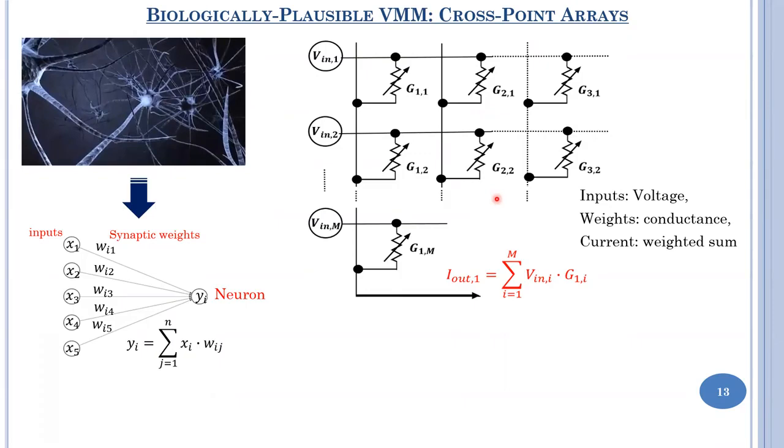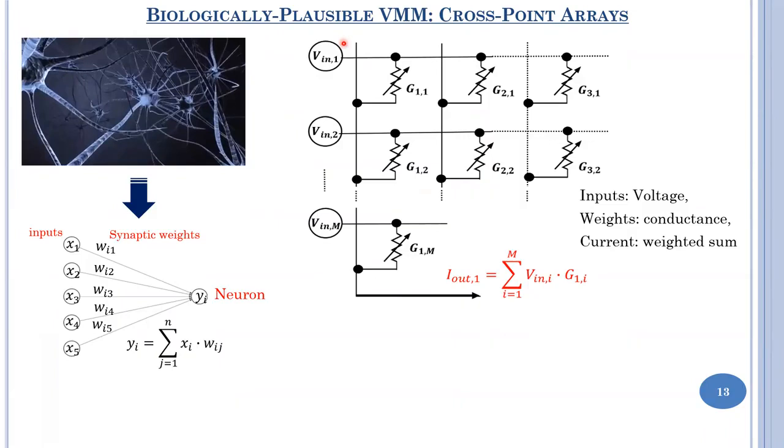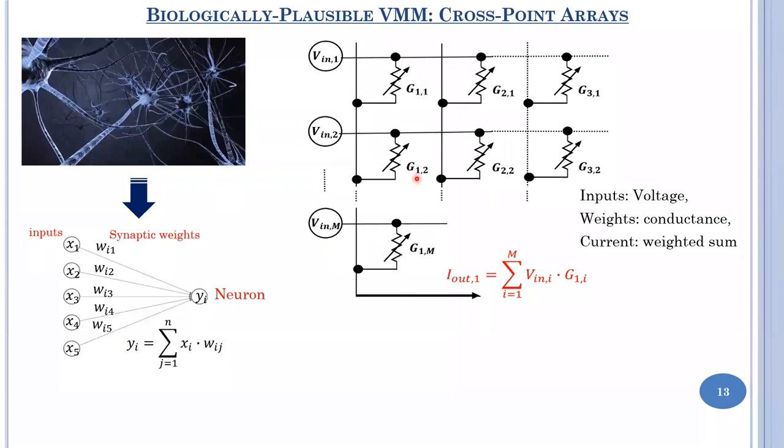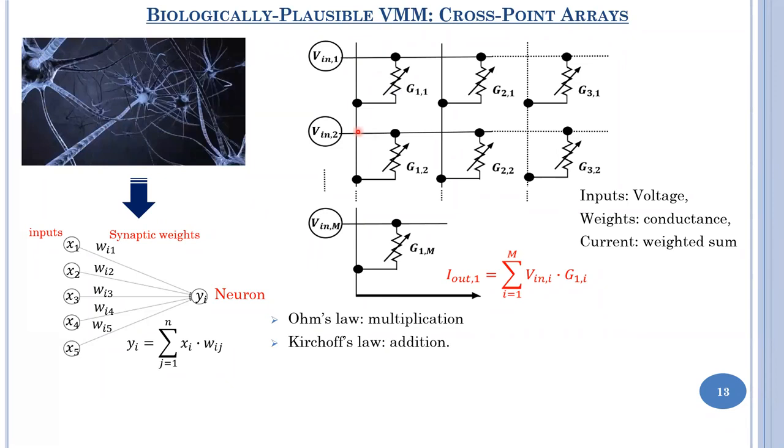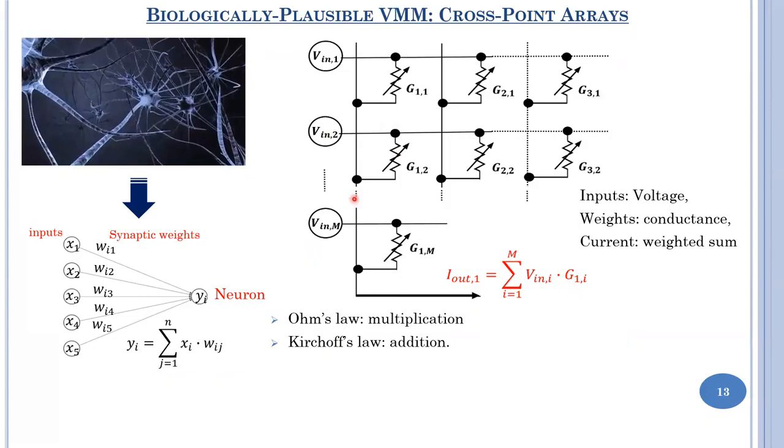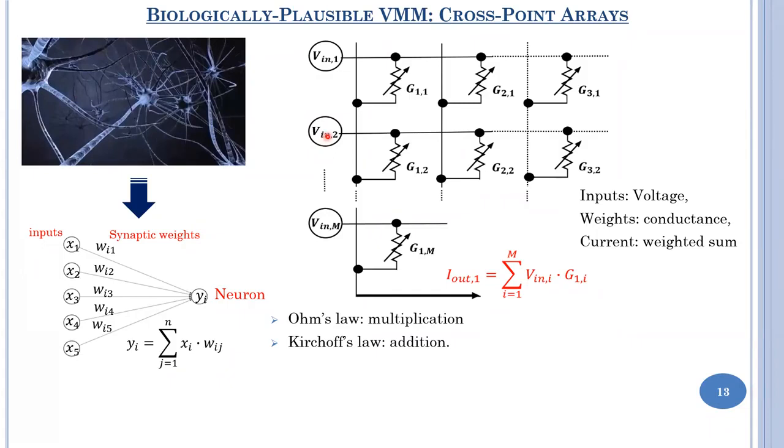Now how can we do vector matrix multiplication with this? If you encode your inputs in terms of the voltages at these rows, and if you encode your weights in terms of these conductance values, then the current which flows through this is V times G, right? V by R or V times G. So here Ohm's law takes care of the multiplication. And similarly, the current flowing through this would be V in by G12. So Ohm's law takes care of the multiplication, and Kirchhoff's law takes care of the addition.